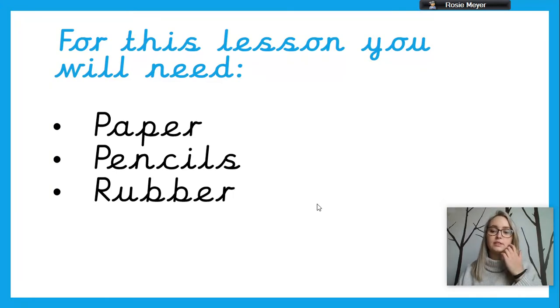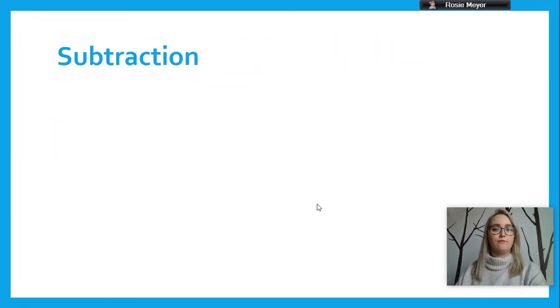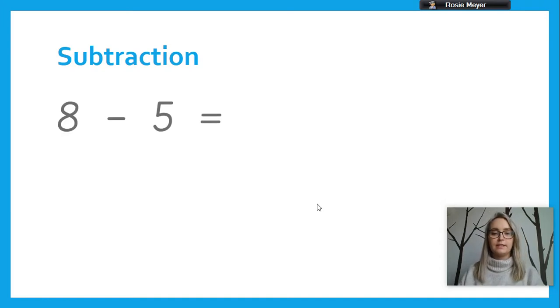So let's get started. So the first number sentence we're going to look at today is 8 subtract 5. So can you write that number sentence 8 subtract 5 with the equals sign on your piece of paper? So we're going to start with the number 8, then the subtract symbol, number 5 and the equal symbol. And then we're going to have a little bit of a look at how we're going to take that away.